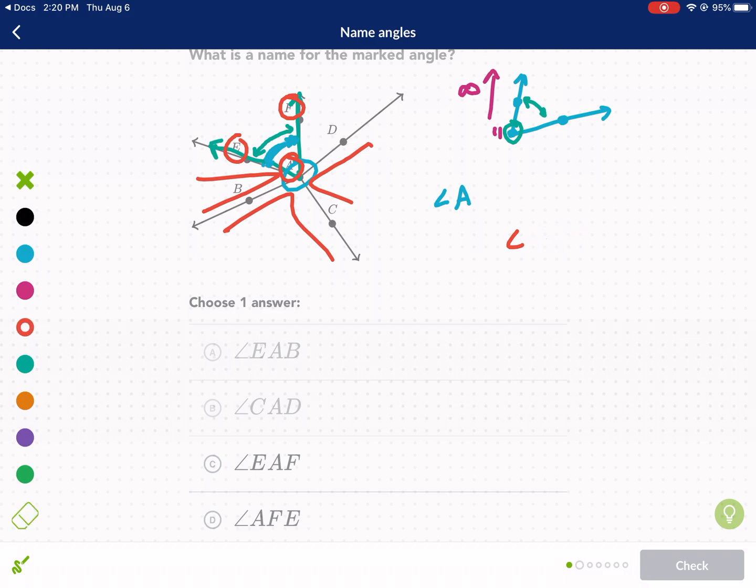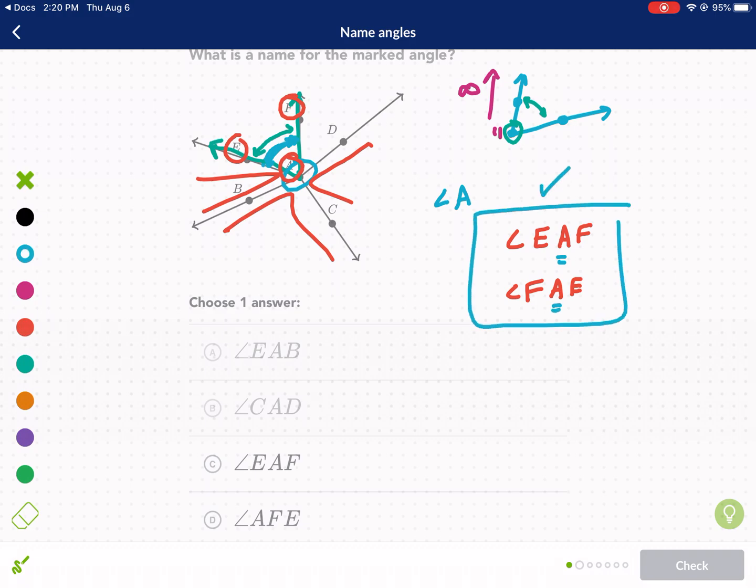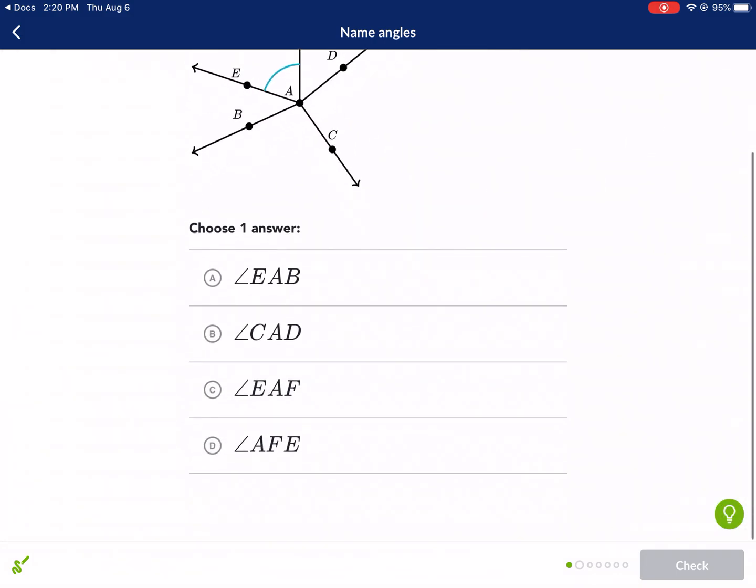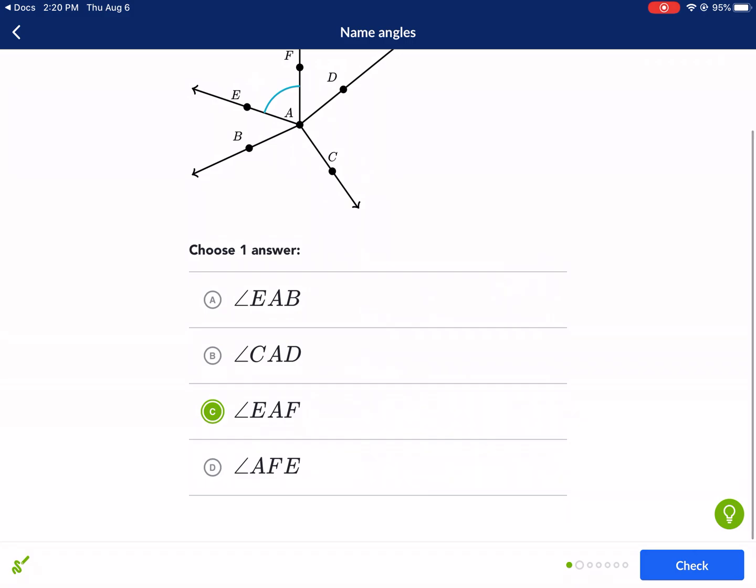So in this case, A needs to be in the middle. So we could call it EAF because the vertex is A and that's in the middle. Or we could call it FAE because A is in the middle. Both of these are correct. There's my correct check mark. So let's look for EAF or FAE. EAF, there it is. There's no FAE, so we're good to go.